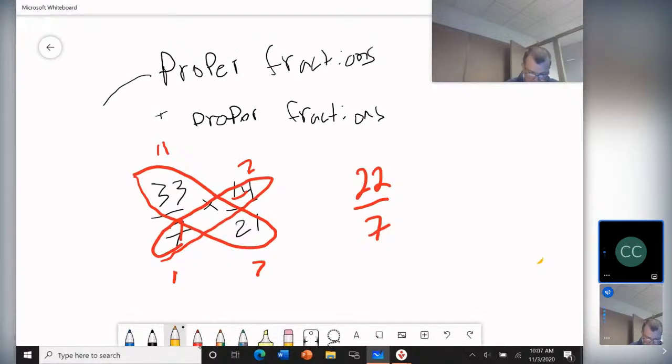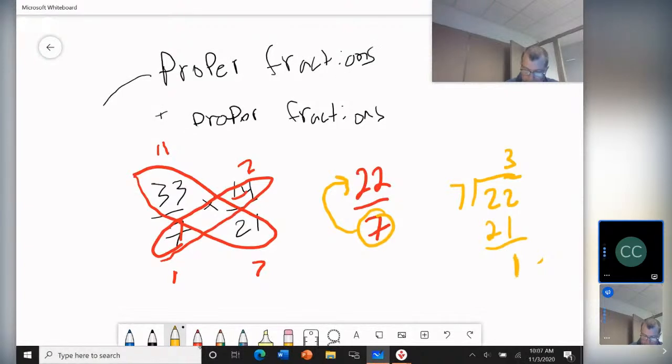So what we're going to do, we're going to divide this number into that number. And whatever number is left over is going to go to the denominator. So we're going to put 7 into 22. We know that goes 3 times. 3 times 7 is 21. And there's going to be 1 left over, and that goes over 7. So we're going to get 3 and 1/7. And remember, 22 over 7 is equal to that, but we're just changing the improper fraction to a mixed number.